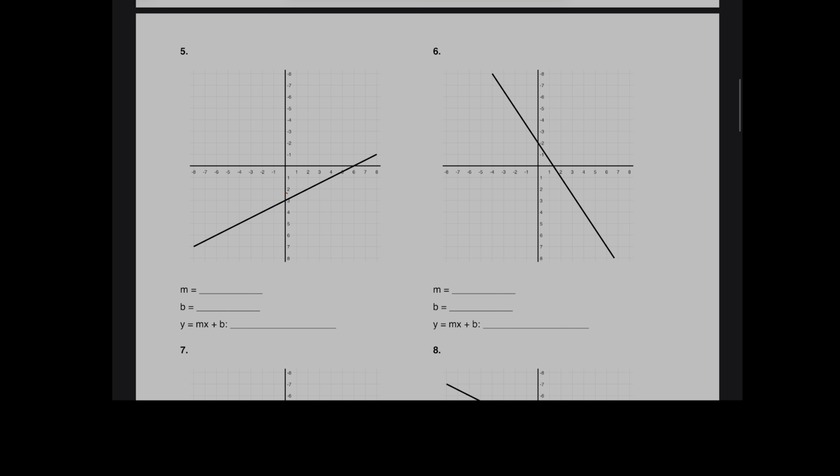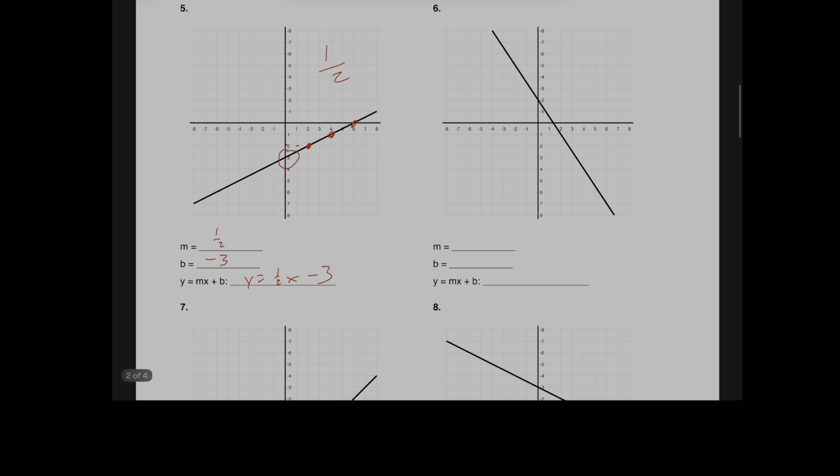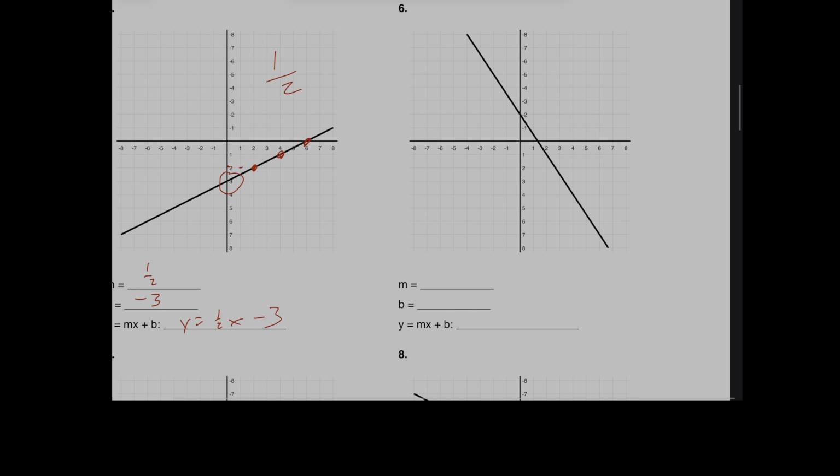On this one, it crosses at negative 3. Oh, negative 3, I want to put that on the b, not the m. And my slope is up 1 over 2. Up 1 over 2. So this is going to be y equals 1/2 x minus 3. Just find your m and find your b, and you just plug it into the equation. It's really that simple, guys.